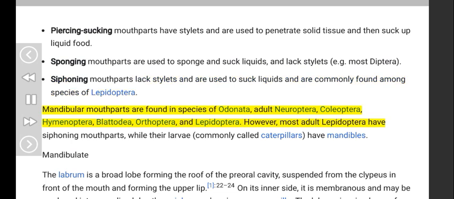Mandibulate mouthparts are found in species of Odonata, adult Neuroptera, Coleoptera, Hymenoptera, Blattodea, Orthoptera, and Lepidoptera. However, most adult Lepidoptera have siphoning mouthparts, while their larvae, commonly called caterpillars, have mandibulate mouthparts.